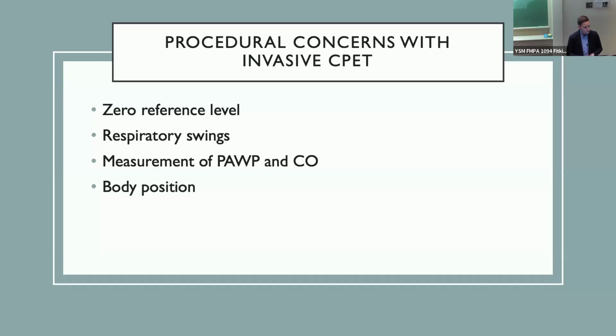Obtaining an accurate wedge is difficult even at rest, so it's important to avoid pitfalls like over-wedging or incompletely wedging the balloon. And cardiac output is really best measured through a direct Fick if you have access to a metabolic cart. Finally, it's important to recognize that body position affects hemodynamics, and keeping these in mind is critical to adequately performing and interpreting test results.